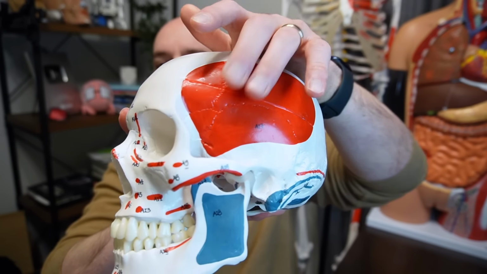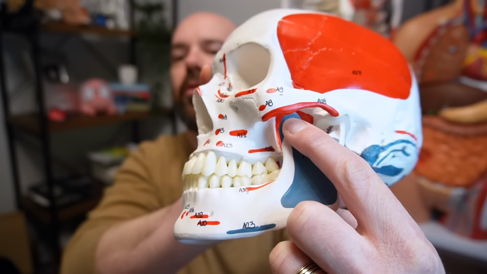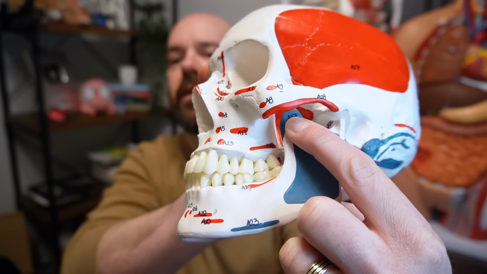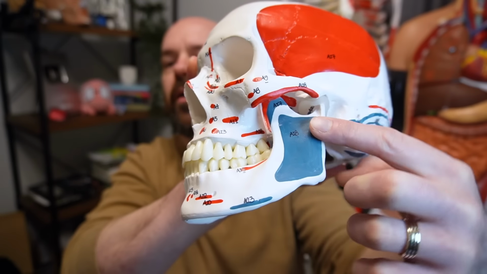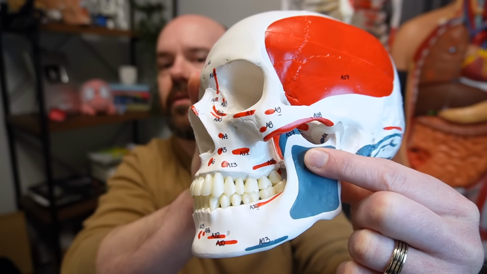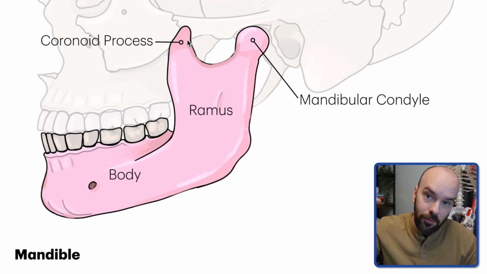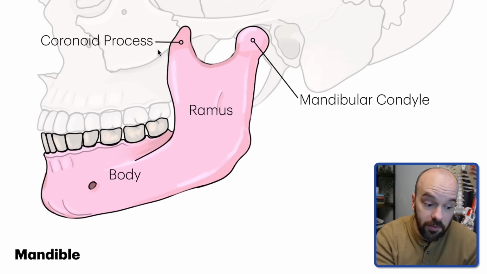So the origin of the temporalis, and then that coronoid process right there is going to be the insertion. So origin of the temporalis, insertion of the temporalis. And that muscle will just pull up on that coronoid process to help us to chew. Of course, corona is going to be Latin for crown, and so this is kind of like a little ridge on a crown of sorts.